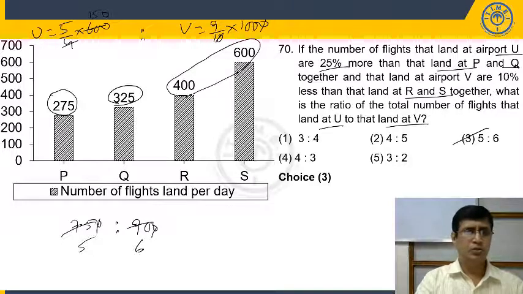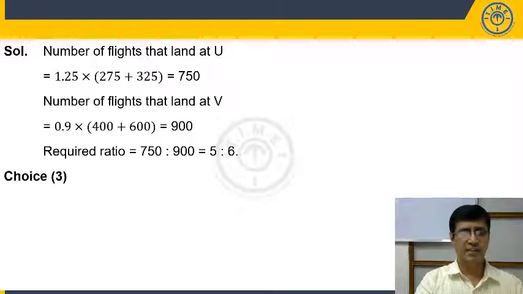Okay. So U, the number of flights that land at U, is how much? 25% more than that of P and Q together. P and Q together is 600. 25% more means 125%, that is the 5 by 4 value. 5 by 4 of 600 is 750. The value of V is 10% less than that of R and S together. R and S together is 1000. 10% less means 90%, and 90% value is 900. Okay. Now simplify. You will get the ratio as 75:6.